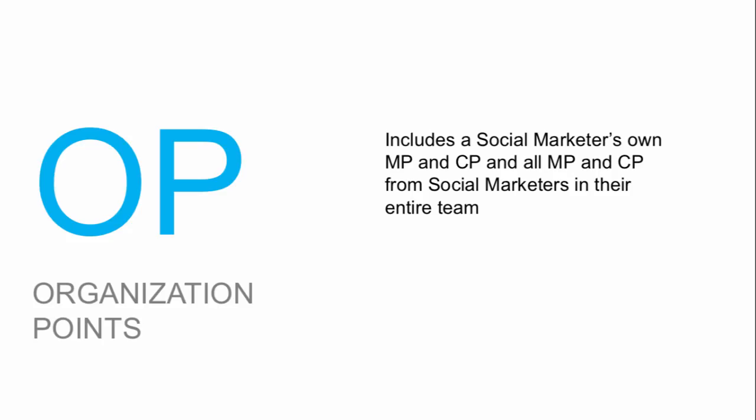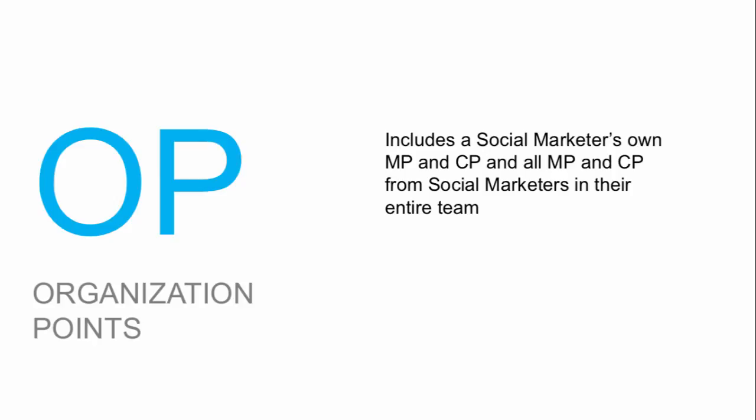Organizational points includes a social marketer's own marketer points, in other words, your own personal order, and customer points, and all of the marketer points and customer points, all the CP and MP, from all the social marketers in their entire team. In other words, what that means is this. Your own order, your own customer pod, and your entire team's orders and all of their customer pods count as your organizational points.